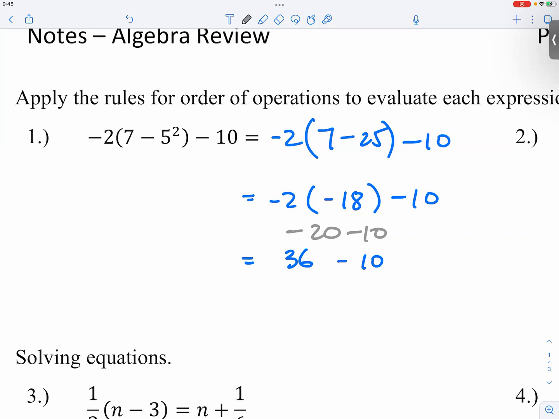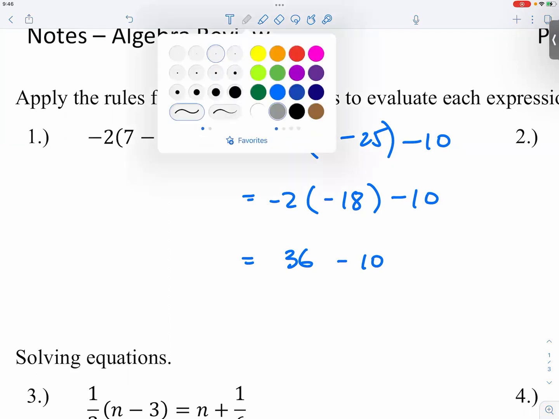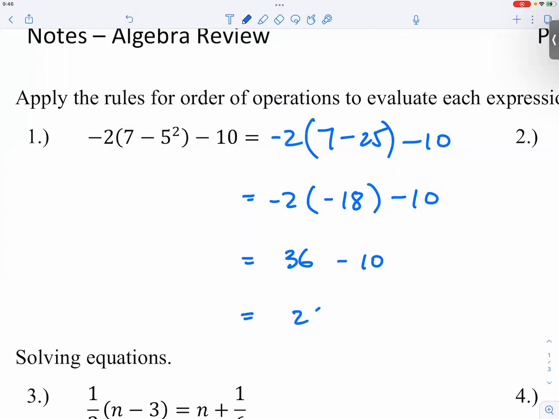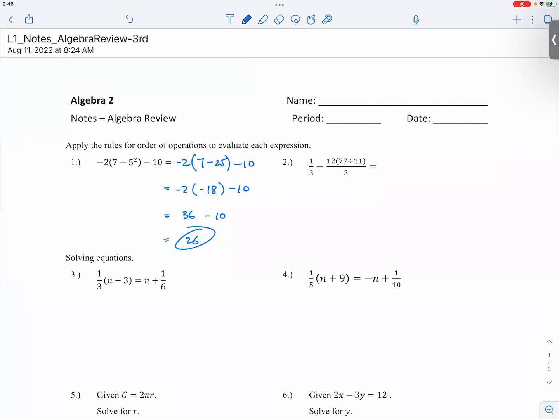Because they look at this, they're like, oh, negative 2, minus 18. So they didn't think about this as a multiplication. They thought it is a subtraction. So that will be a common mistake that I've seen in the past. So please make sure that you are reading it correctly. So the answer is 26. Very straightforward. Okay, very straightforward. PEMDAS.